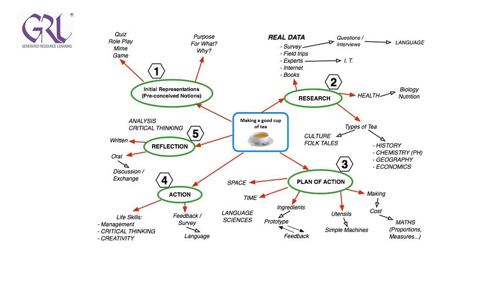So here now you can see all the 5 stages of the mapping process, which means that you have your first stage, which is initial representations or the preconceived notions that children have. The stage 2 is research, the stage 3 is plan of action, the fourth is the action itself, and the fifth is reflection.